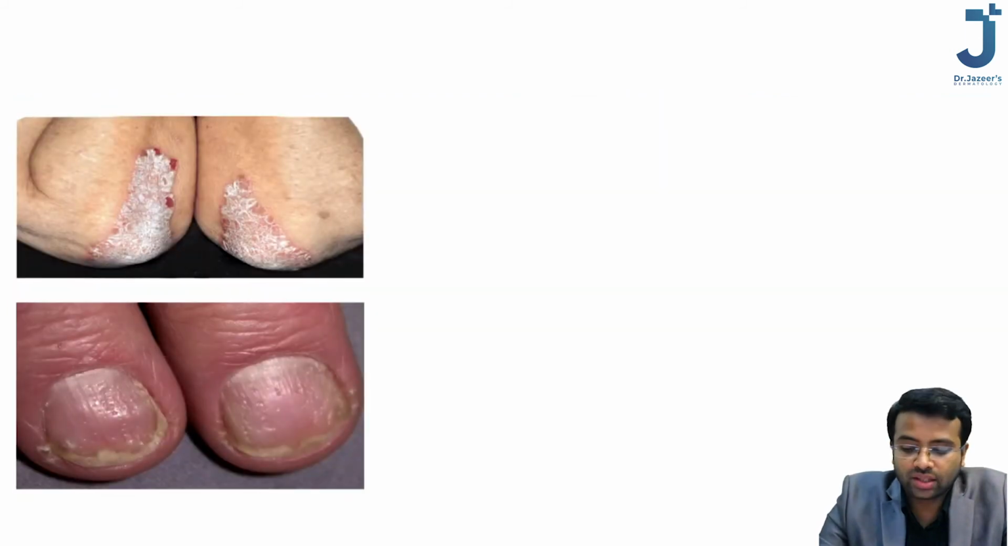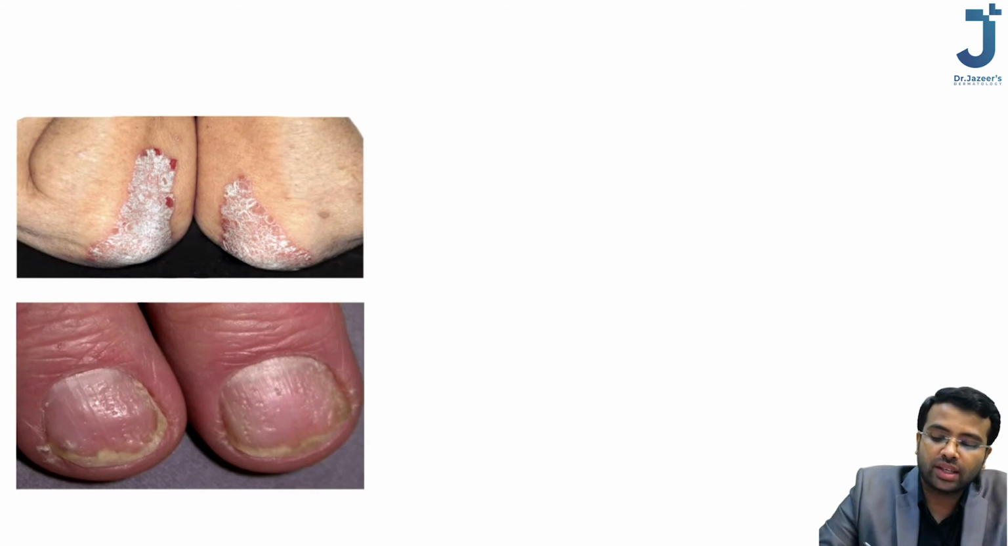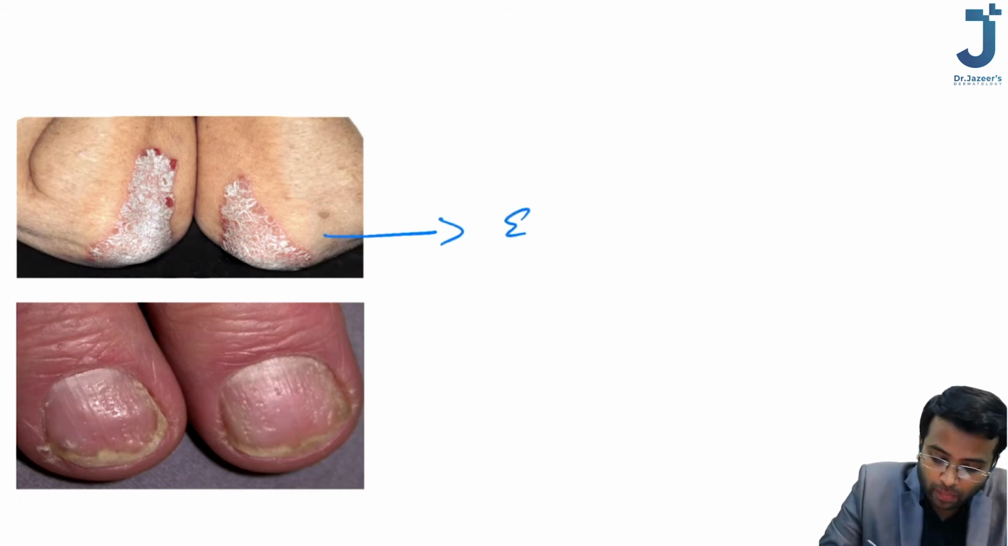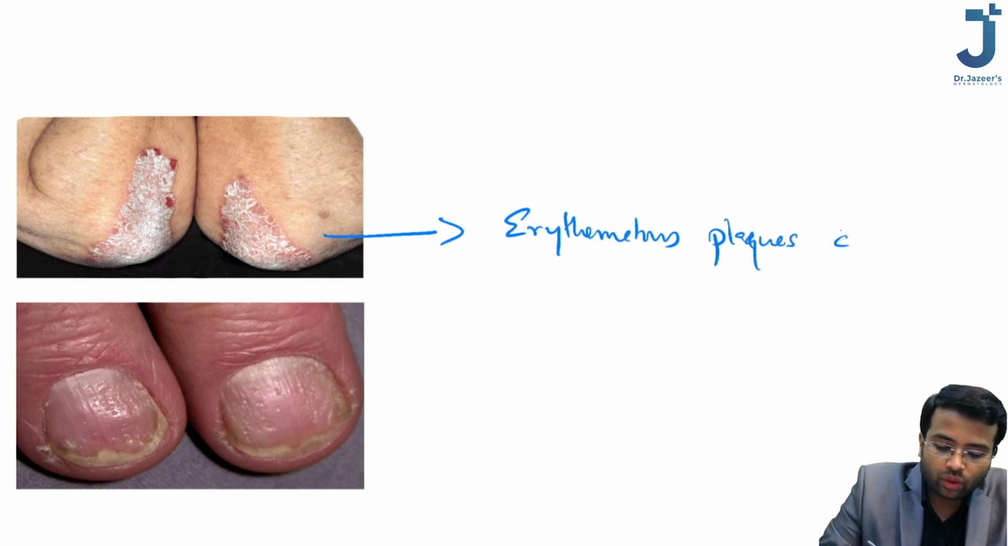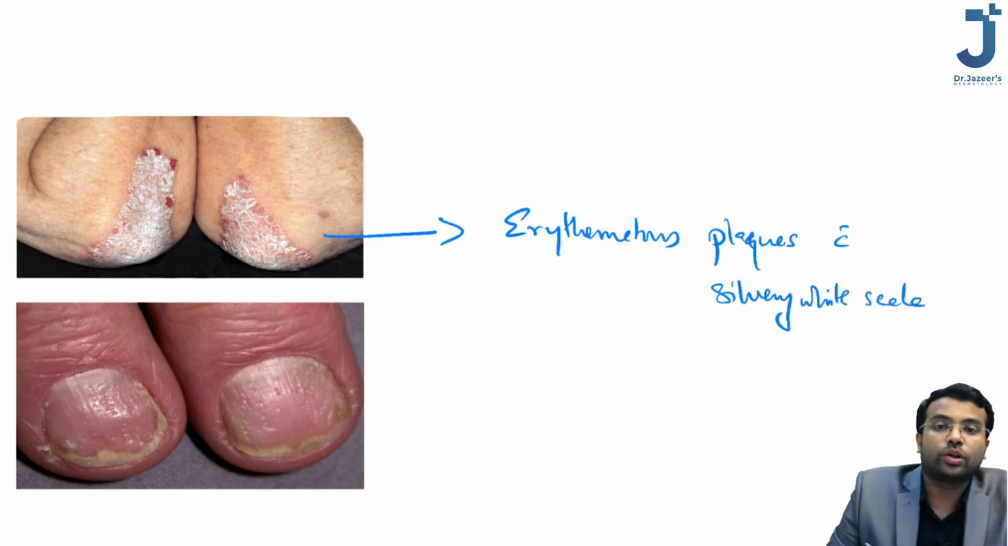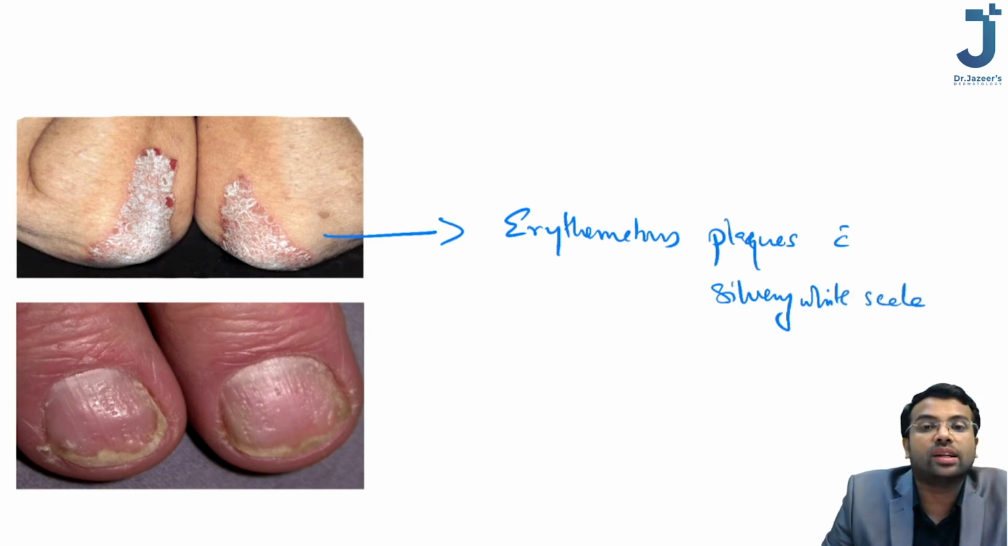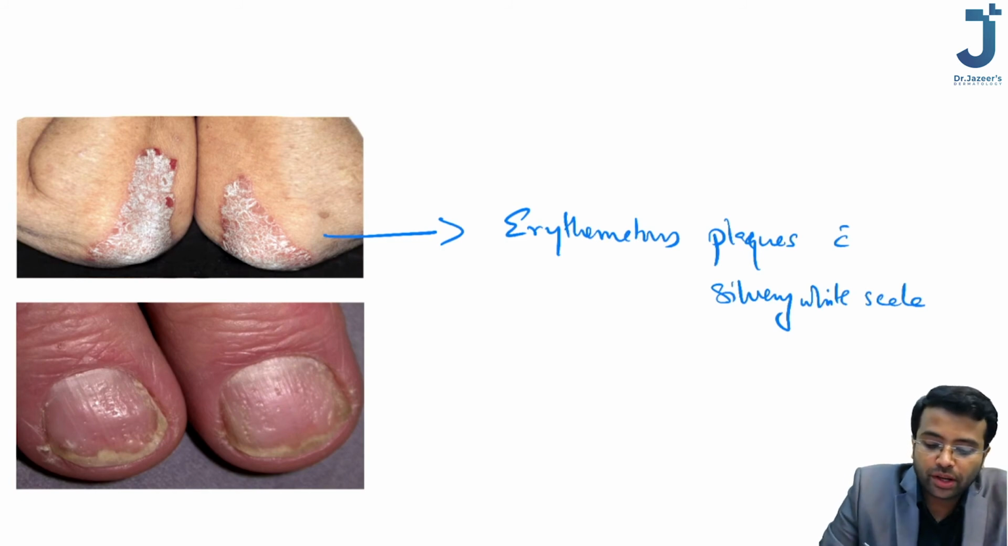In psoriasis, you would be able to see these kind of lesions which are called erythematous plaques with silvery white scales. So you will be able to see erythematous plaques with silvery white scales, especially over the extensor surfaces.